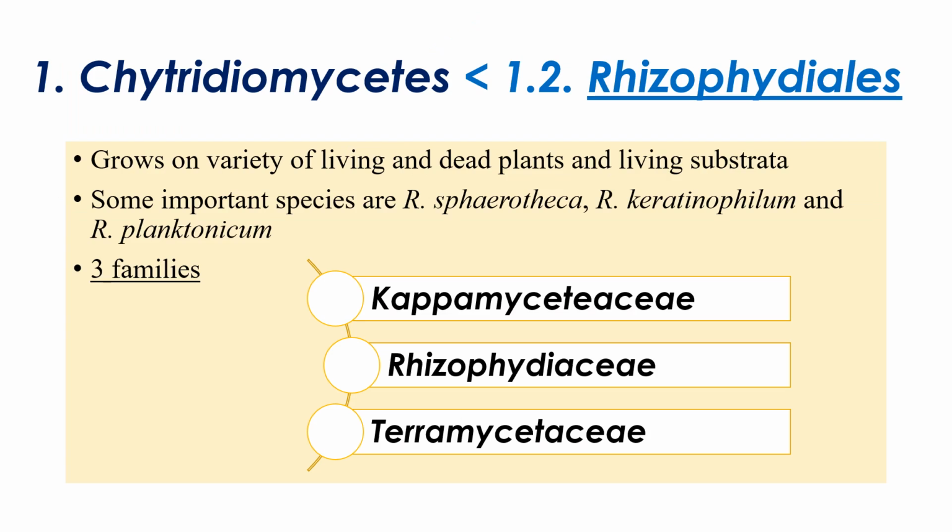Coming to the next order, Rhizophidiales. They actually grow on living as well as dead plants, and also on living substrates. Some of the important species of this order are Sparrowiella, Keratophyllum and Planktonicum. There are three families: Kappamycetaceae, Rhizophidiomycetaceae and Terramycetaceae. We are not going to discuss these general families in detail, because they are not of much pathological importance.